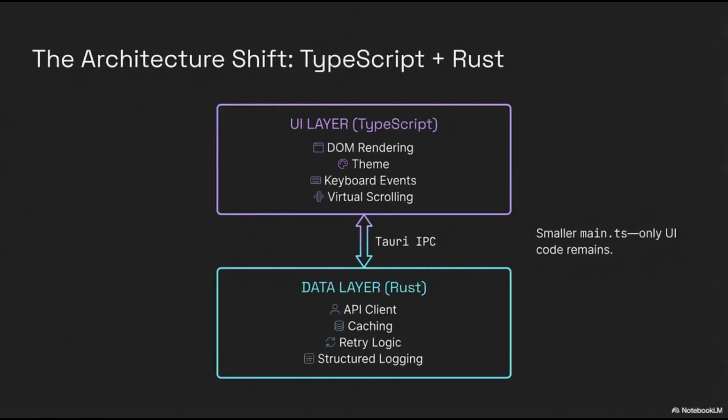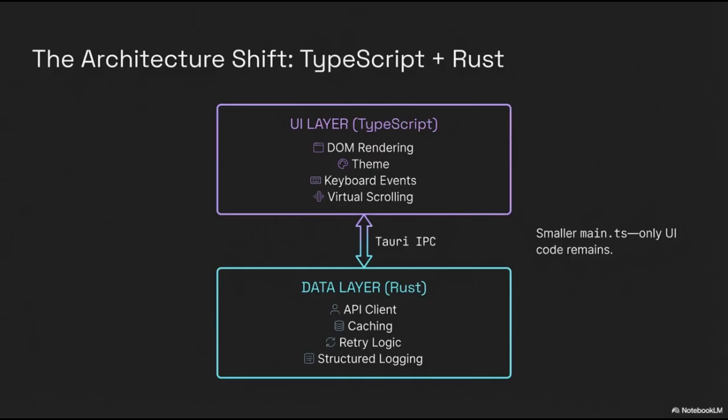The architecture shift presented here represents a strategic separation of concerns between TypeScript and Rust. In the UI layer, we leverage TypeScript for what it does best, managing the DOM, handling themes, capturing keyboard events, and implementing performance-focused features like virtual scrolling.